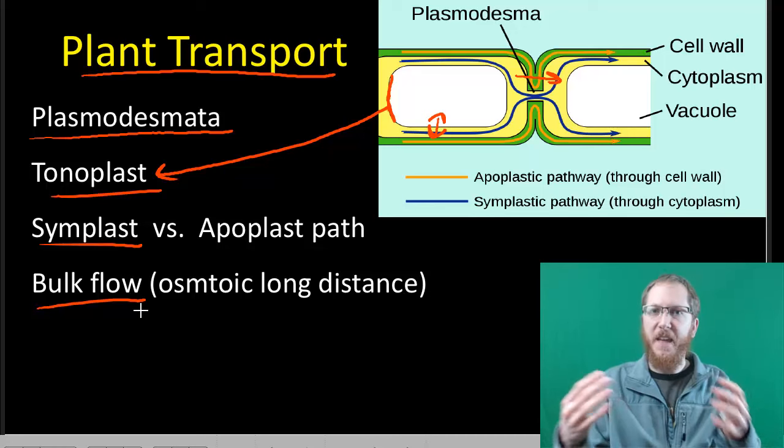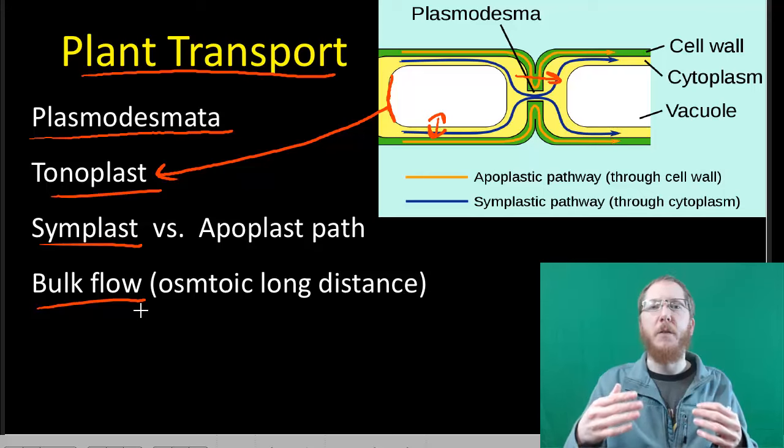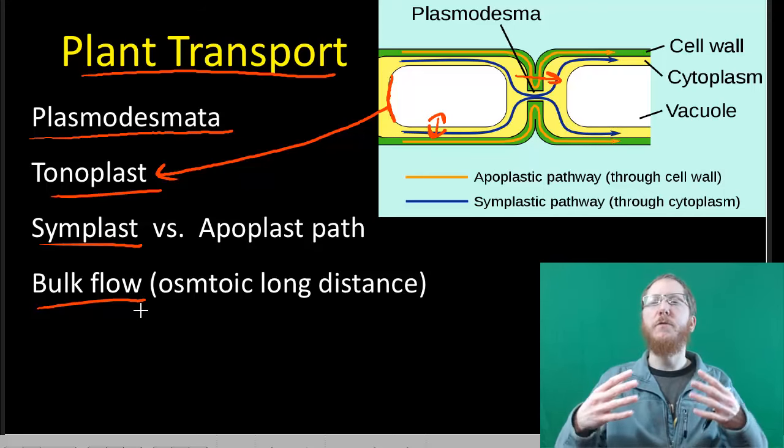These are kind of things like veins that plants have. Phloem tends to move sugars and food. Xylem tends to move water. And for these types of long distance flows, they're going to use pressure.